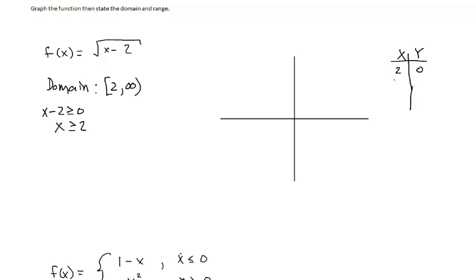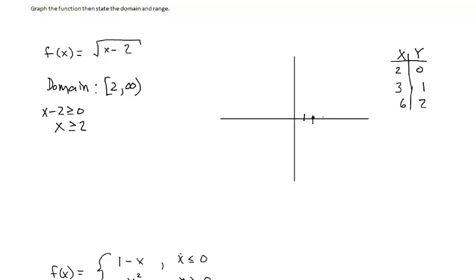And the next point I'm going to pick is 3. 3 minus 2 is 1, and the square root of 1 is 1. And the last point I'm going to graph is 6. 6 minus 2 is 4, and the square root of 4 is equal to 2. So I know that these 3 points are on my graph. So I'm going to graph 2, 0. And remember, 2 is included, so it's a solid dot.